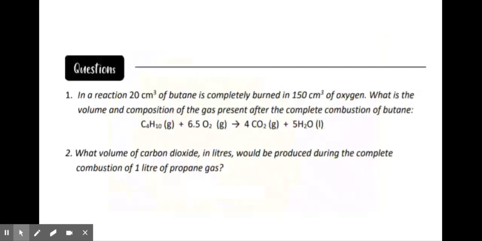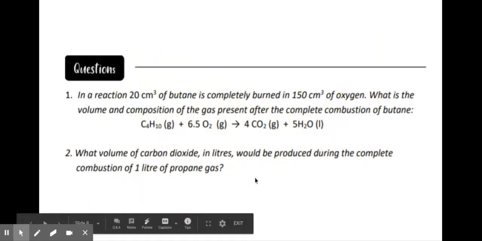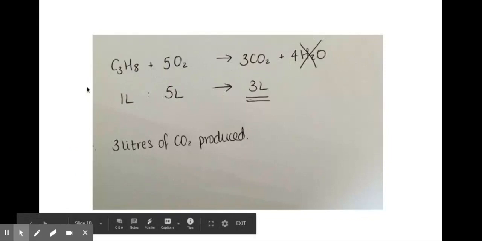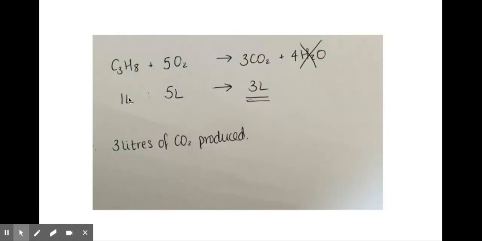Question 2. Let's just go back and familiarise ourselves. What volume of carbon dioxide in litres will be produced during the complete combustion of 1 litre of propane gas? So again, you have to write your balanced equation here. It's not given for you. But once you have done that, you can figure out your mole ratio here. You have 1 litre of propane gas, so that's going to require 5 litres of oxygen to react with, but it's going to produce 3 litres of carbon dioxide. That is a more straightforward example than the one before, but the complicated part would be having to write your own combustion equation and balance it correctly for that to work out.